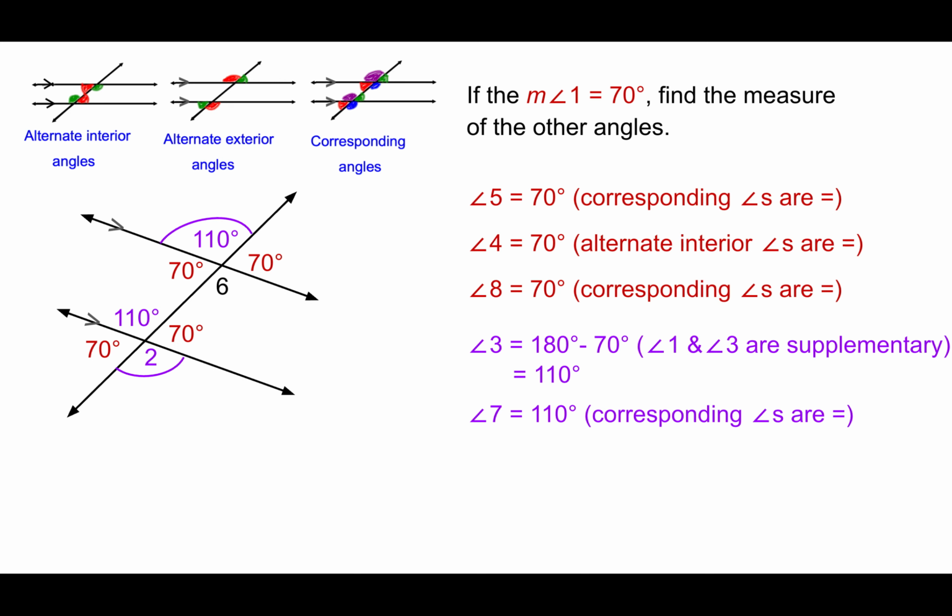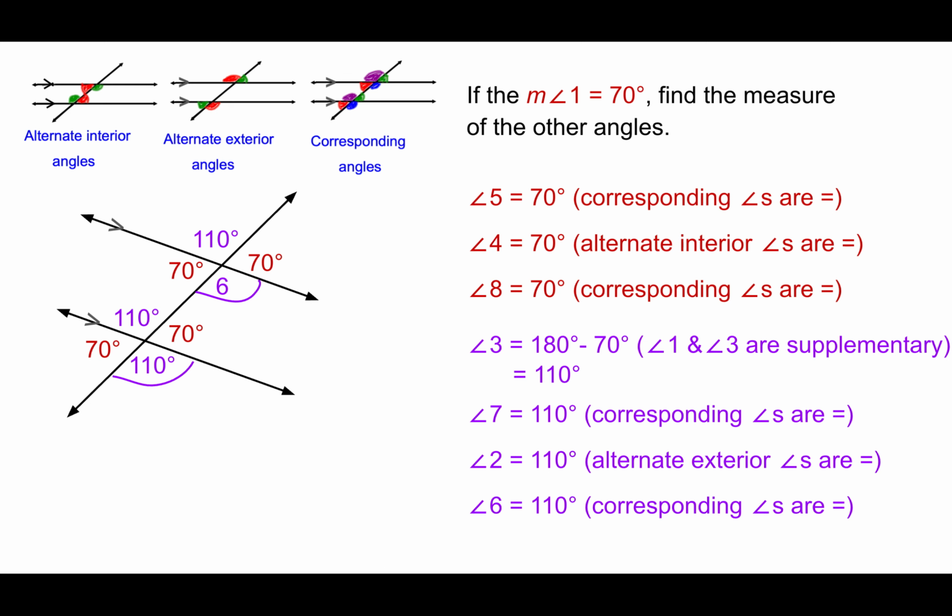Angle 2 and angle 10 are on opposite sides of the transversal and they're outside the parallel lines. So angle 2 is equal to 110 degrees because it's an alternate exterior angle. And lastly, angle 6. Angle 6 is also the same as 110 degrees, and that is because it's corresponding. You can see here it's on the same side of the transversal, below the first line, below the second line.